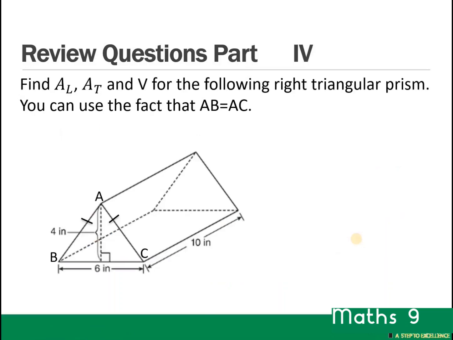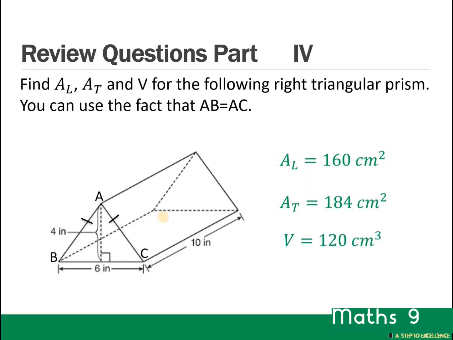Part 4. Find AL, AT and V for the following right triangular prism. You can use the fact that AB equals AC. Pause the video whilst you work it out. Here's the answer. AL equals 160 centimeters squared, AT is 184 centimeters squared, and the volume is 120 centimeters cubed.